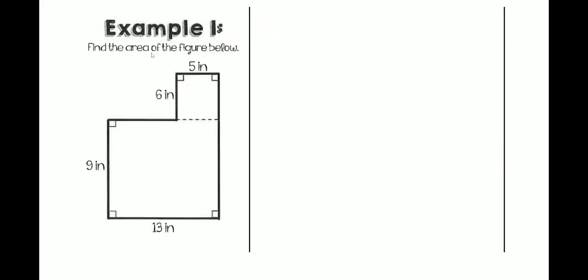Let's go ahead and start our first example. We need to find the area of this figure below. Now this figure looks like it's composed of two different rectangles. So that's what I'm going to do. I'm going to find the area of this blue rectangle, and I'm going to add it to the area of this orange rectangle, and that's going to give me the area of the whole figure.